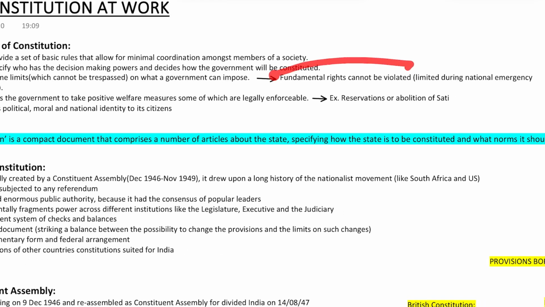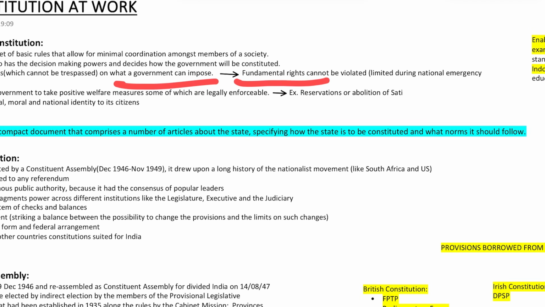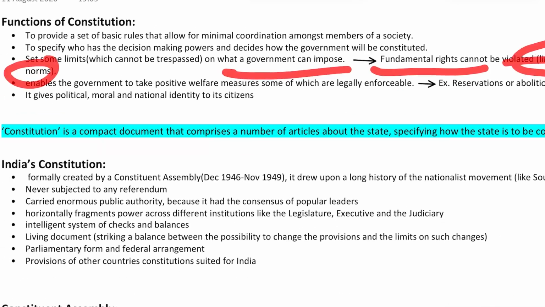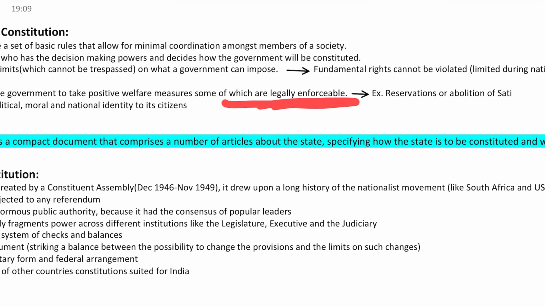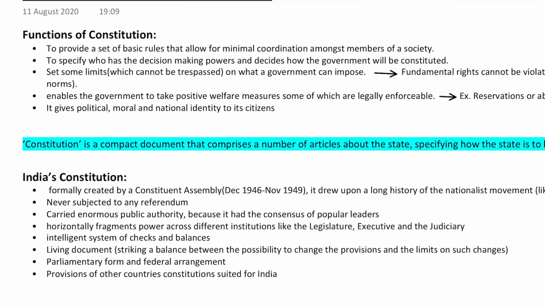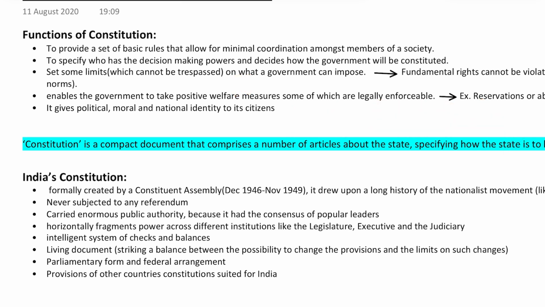Fundamental rights cannot be violated. This is an example of what limits can be placed upon the government which it cannot trespass. These are only limited during a national emergency. Then, the fourth function is that it enables the government to take positive welfare measures, some of which are legally enforceable. For example, the reservation or the abolition of sati. Also, some of the DPSPs like Article 39B and C. The fifth function it offers is that it gives political, moral, and national identity to its citizens.